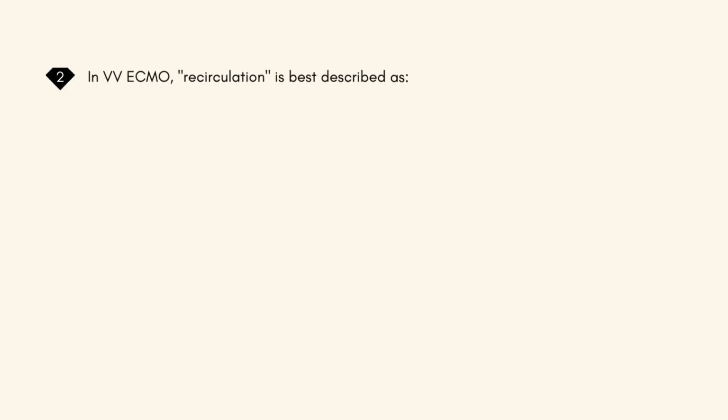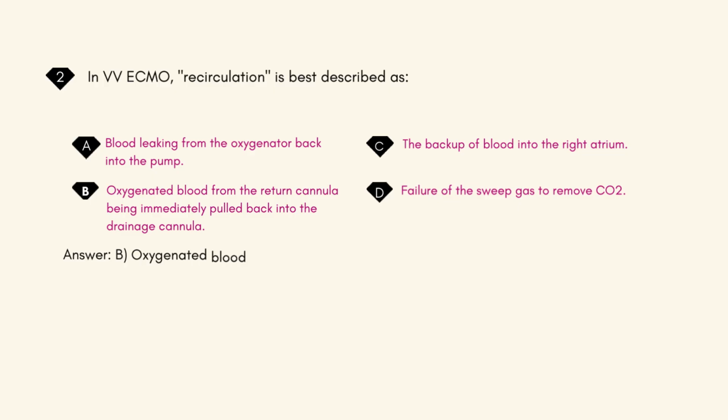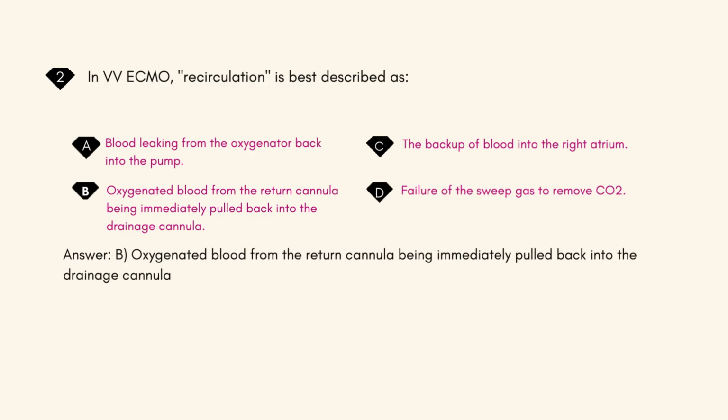In VV ECMO, recirculation is best described as: A. Blood leaking from the oxygenator back into the pump. B. Oxygenated blood from the return cannula being immediately pulled back into the drainage cannula. C. The backup of blood into the right atrium. D. Failure of the sweep gas to remove CO2. Answer: B. Oxygenated blood from the return cannula being immediately pulled back into the drainage cannula.